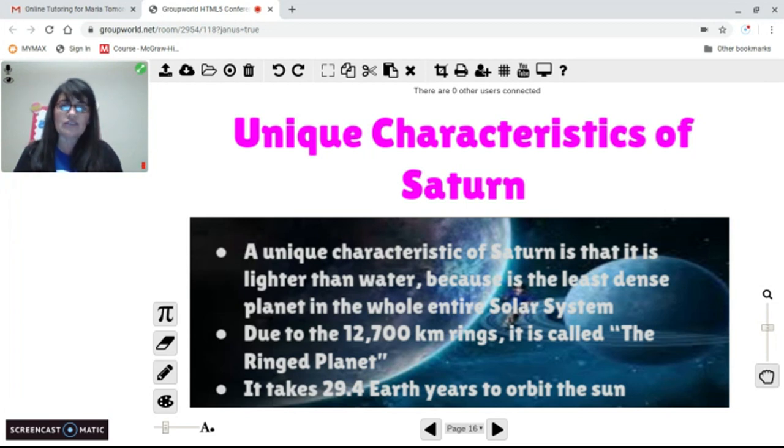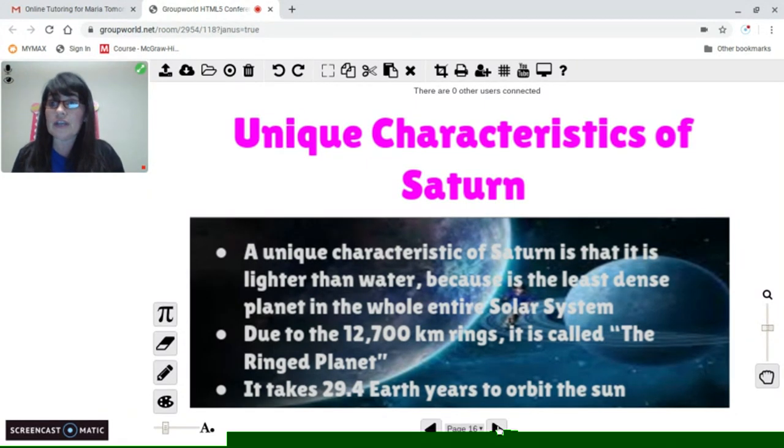Due to its 12,700 kilometer rings, it is called a ring planet. If you didn't write it before, write it now. It's a unique characteristic. It's the only planet that's called a ring planet. And it takes 29.4 Earth years to orbit the sun. That was one thing that was very important that you found out, and you rewrite it under unique characteristics. It's a conclusion sheet, okay? Making sure that you learn these things, and that's why you think those are unique.